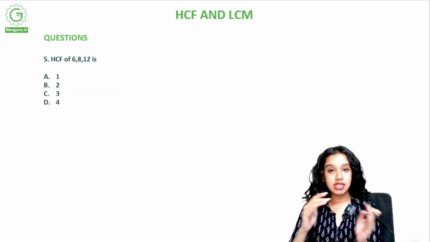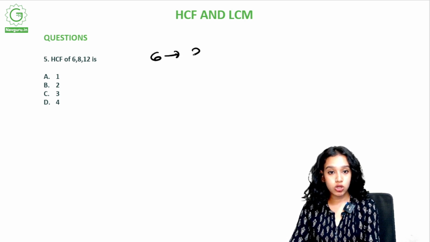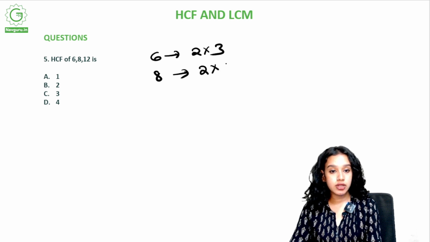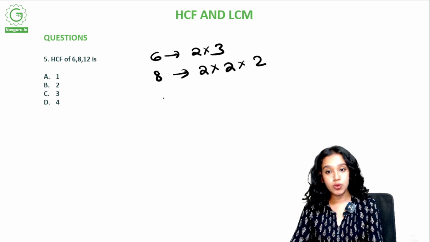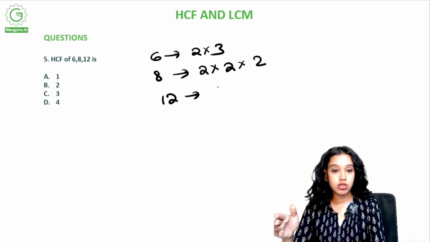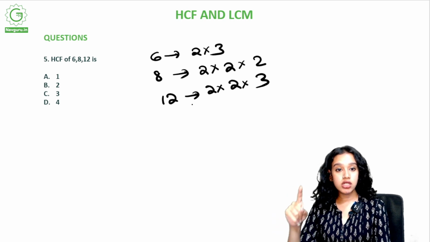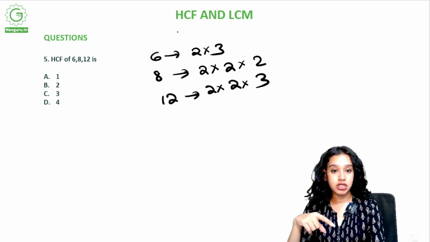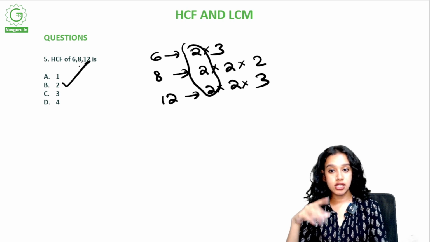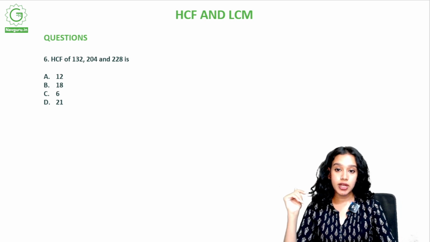HCF of 6, 8 and 12 is. So 6 could be written as 2 into 3. 8 could be written as 2 cube, which is 2 into 2 into 2. And 12 could be written as 3 into 4, and 4 is 2 into 2. So we could write it as 2 into 2 into 3. So what is the common factor in all three numbers? It's 2 here. So 2 is the HCF of 6, 8 and 12. Now let's move on to the next question.